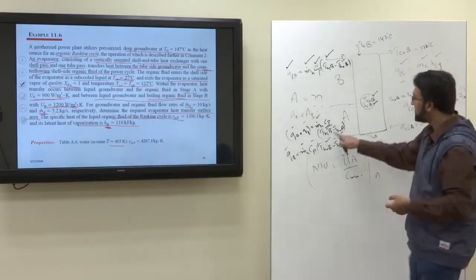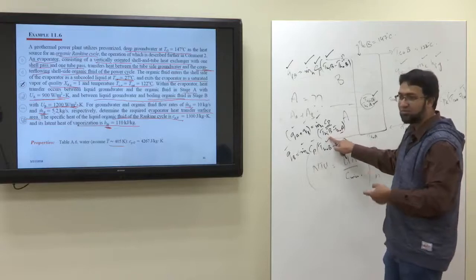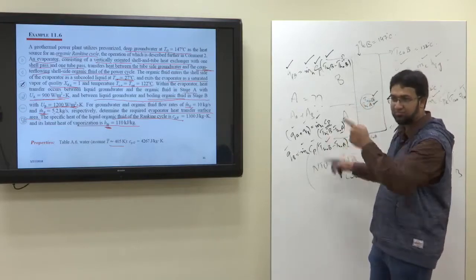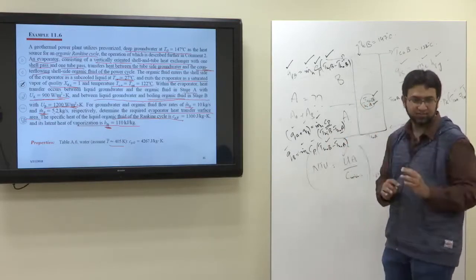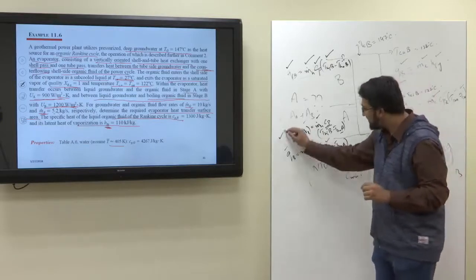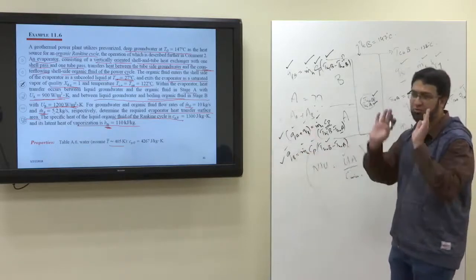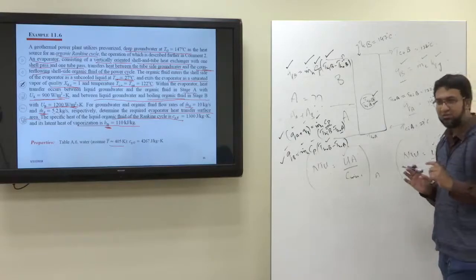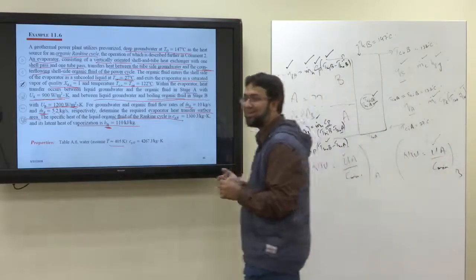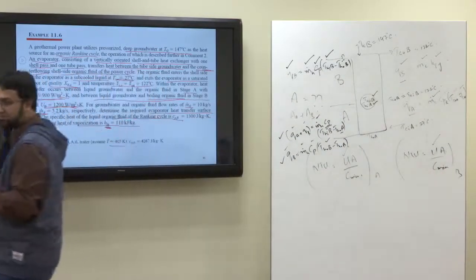But in this case, this is not an error value. This was an input from the question. So there is no accumulation of error. But anyways, if you use it like this or like this, both are okay. Is it clear or not? Is there anything which is not clear in this step?